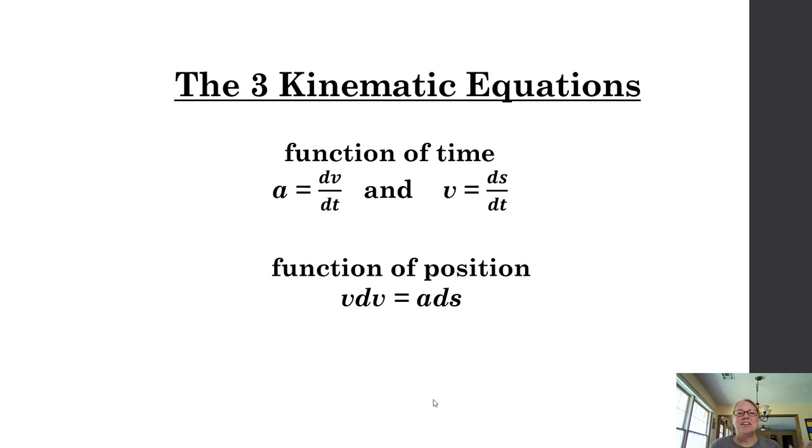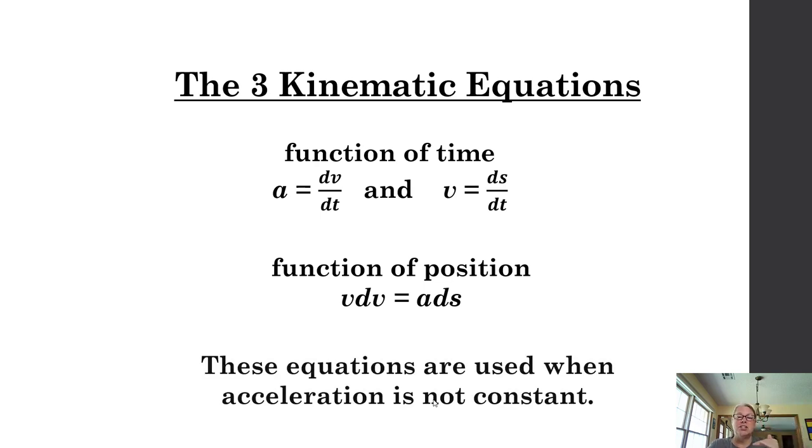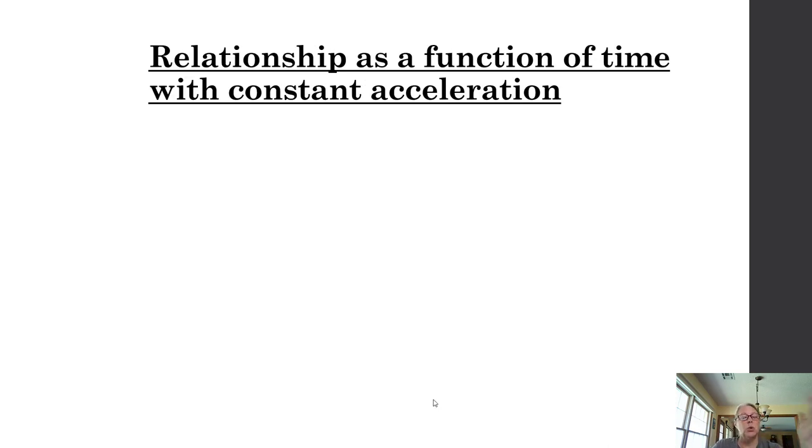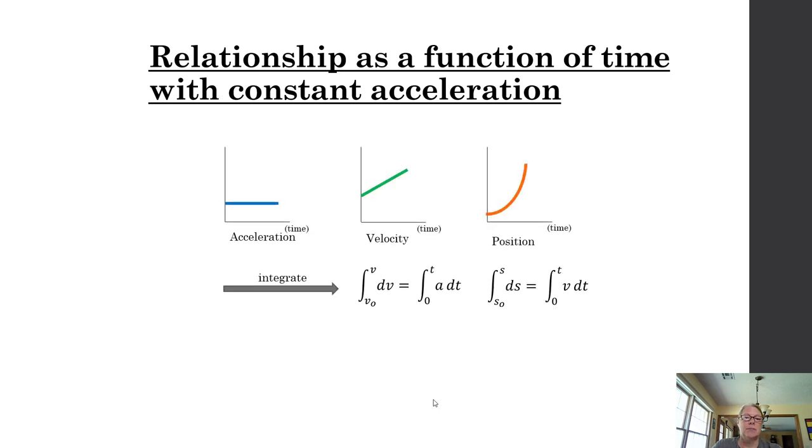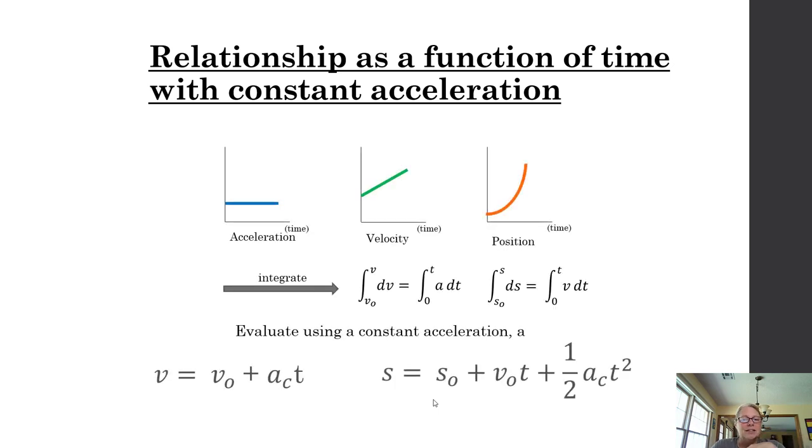Okay, so kinematic equations. This is it for chapter 12. Well, there's going to be a few more things that we do, but these are kinematic equations, and you may recognize these from physics. Okay, so we have function of time, we have function of position, but if we have constant acceleration, then we can integrate with respect to constant acceleration. And when we do that, we end up with these 2 equations, and you probably do recognize these from physics, where we have v equals v naught plus constant acceleration times time, and our position is s naught plus v naught t plus 1/2 constant acceleration times t squared.